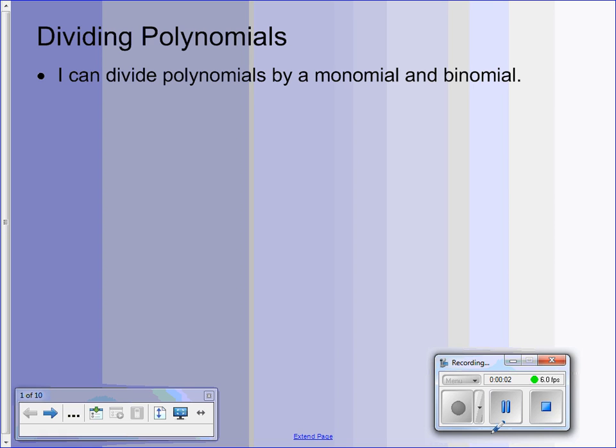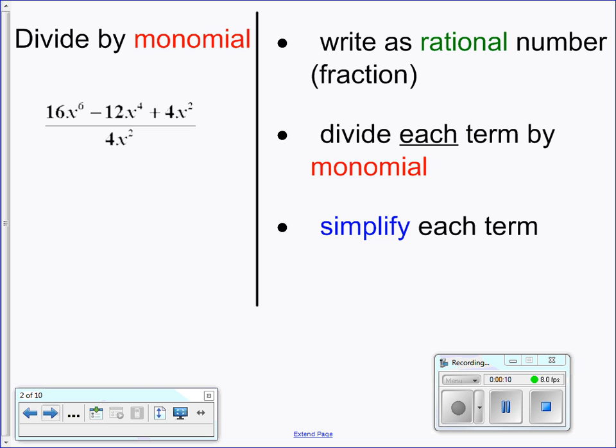This lesson will be dividing polynomials. By the end of the lesson, you should be able to divide a polynomial both by a monomial and a binomial. So when you're dividing by a monomial, you just write it as a fraction and divide each term by the monomial. Okay, so each one, and then simplify each term.